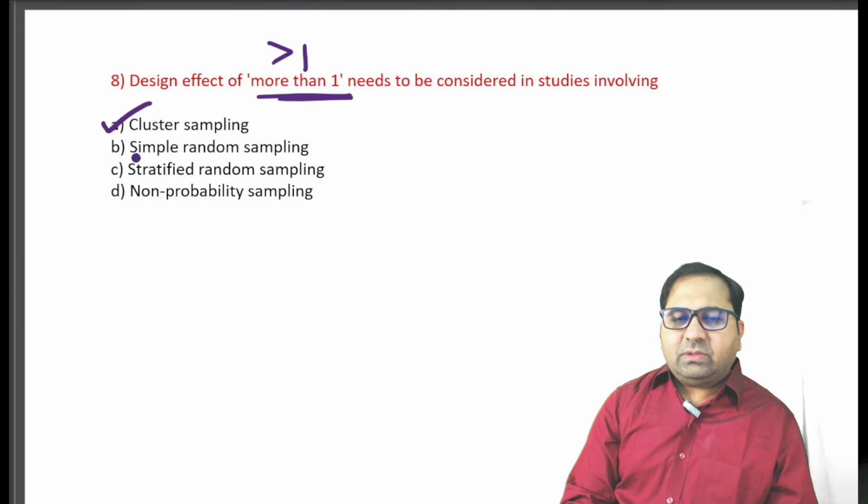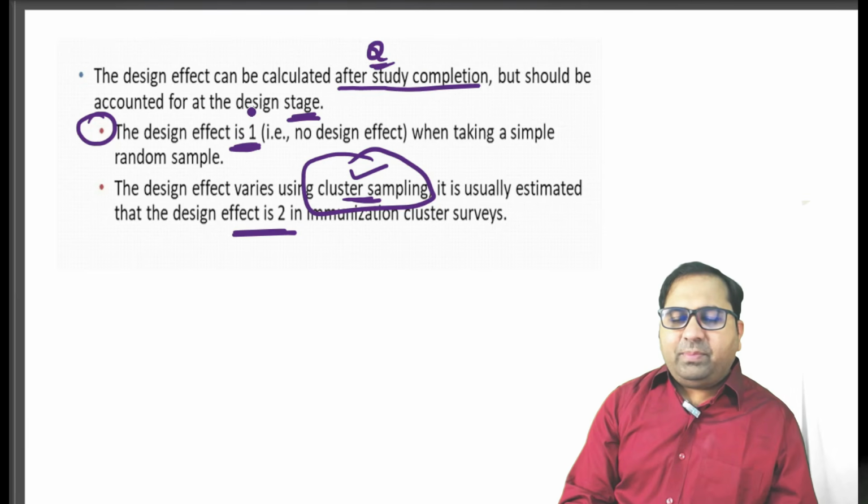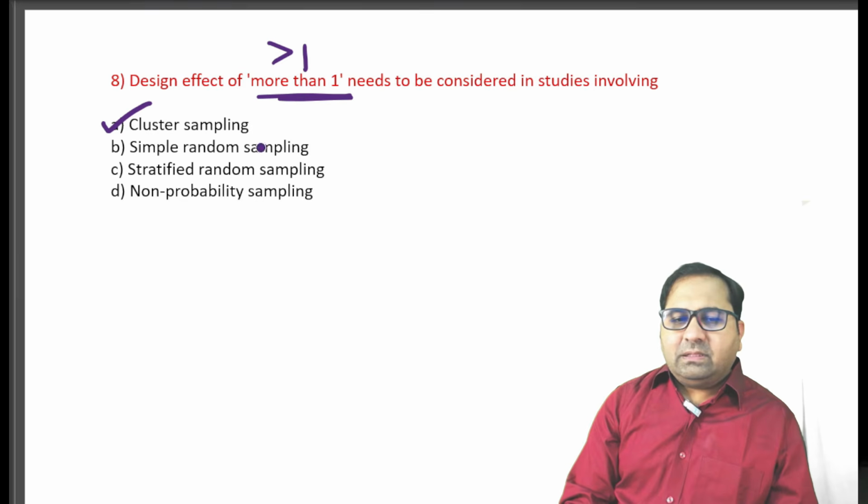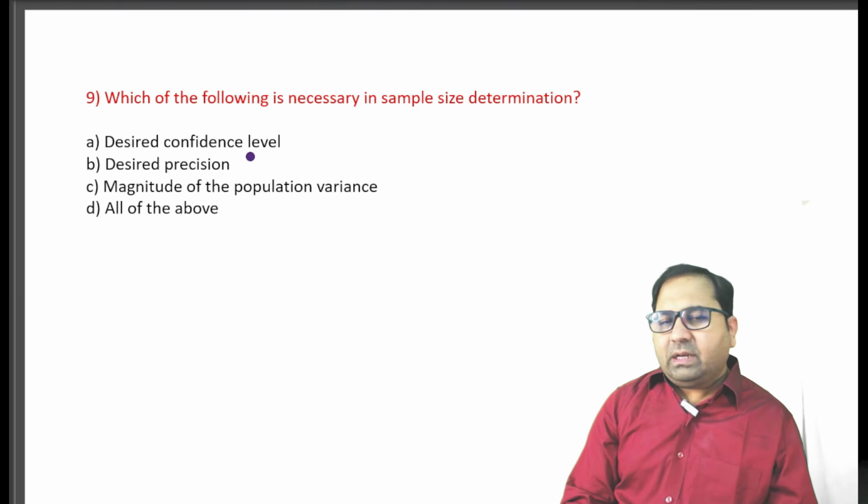So the answer for this question, cluster sampling, is correct. But if the design effect would have been given as 1, then it is simple random sampling. For simple random sampling, the design effect is equal to 1. Okay, please remember this point. Now we'll go to the next question.